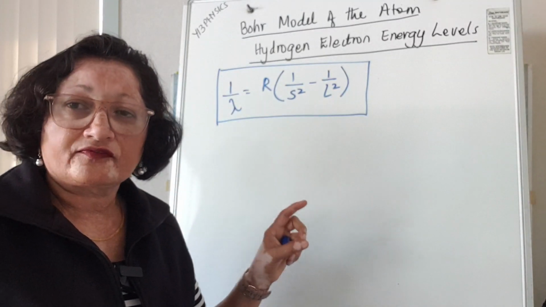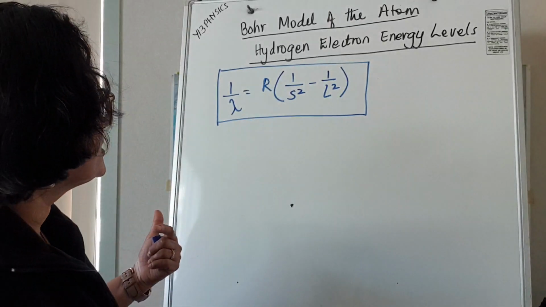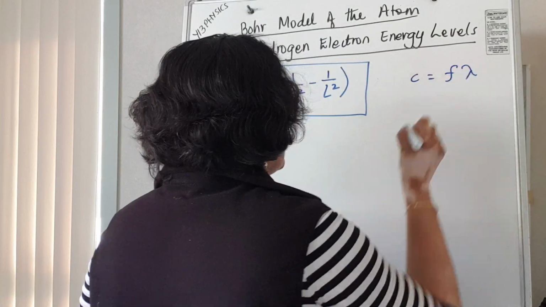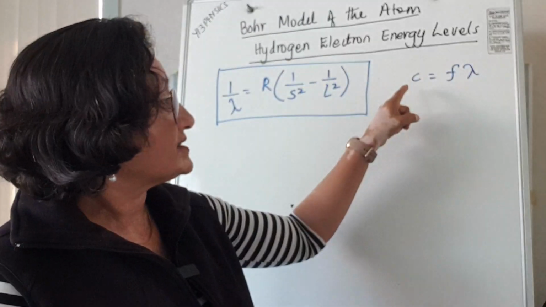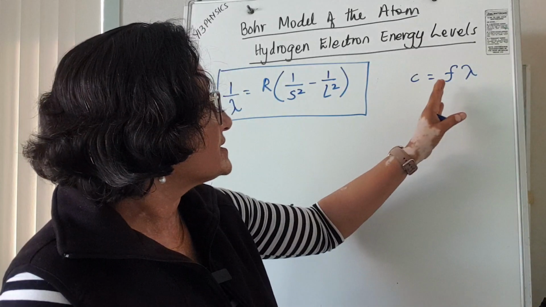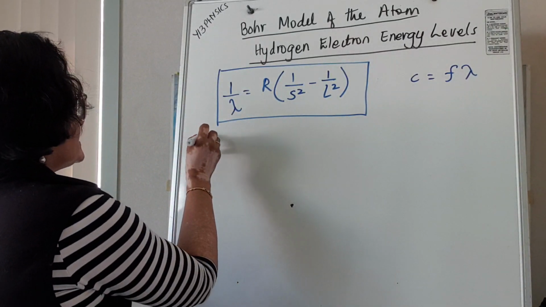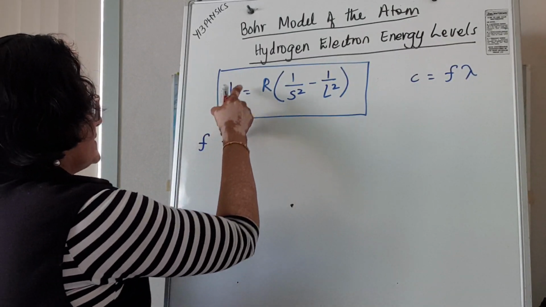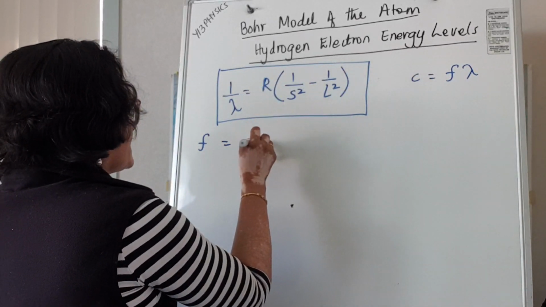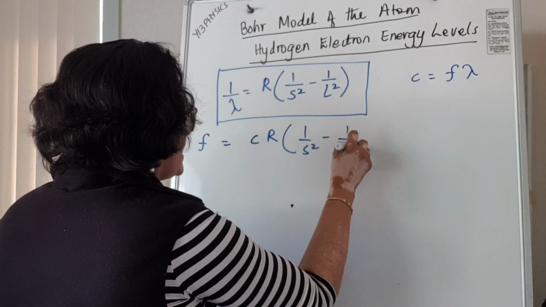If you want to find the frequency of a particular line, you use the equation c equals f lambda, which is the wave equation, where c is the speed of light, 3 times 10 to the power of 8, equal to frequency times wavelength. Then the frequency is 1 over wavelength times c. So this becomes cR times (1 over S squared minus 1 over L squared).